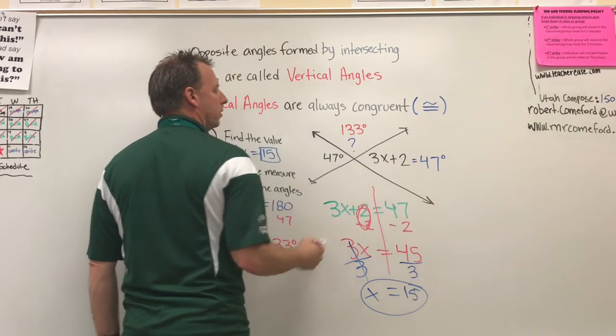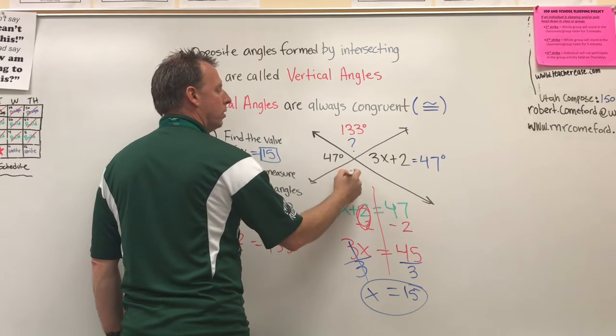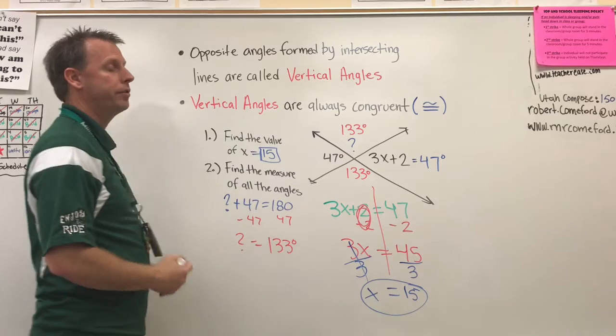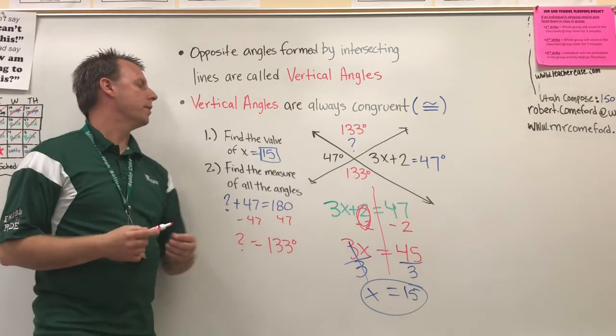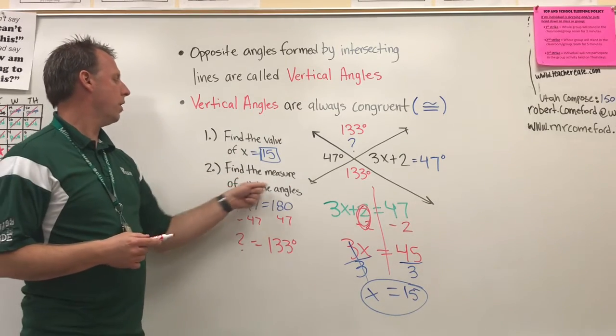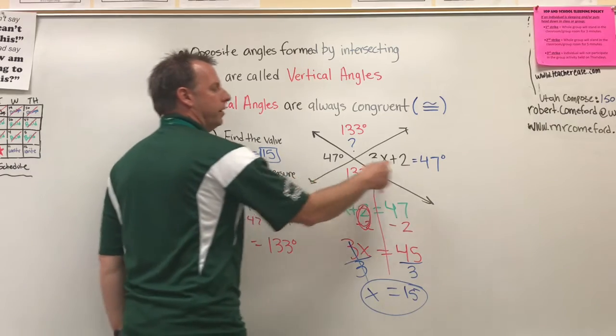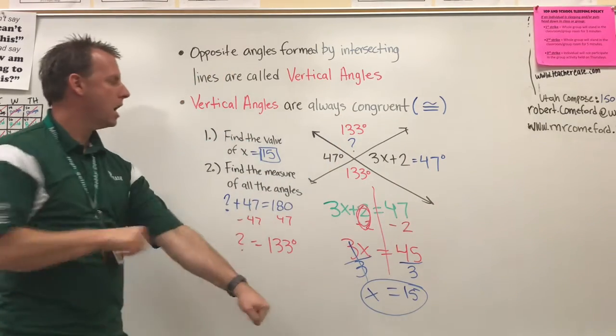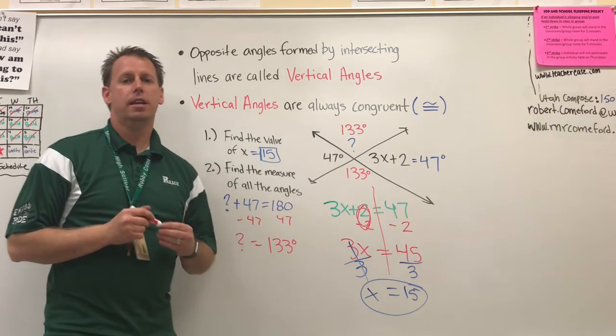133 degrees. That means this guy also 133 degrees because vertical angles, right? Vertical angles always congruent. So find the measure of all the angles. 47, 47, 133, 133. Done. Easy cheesy.